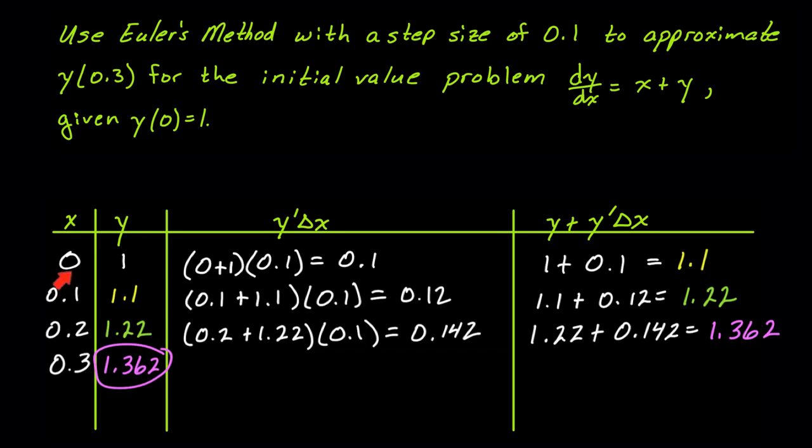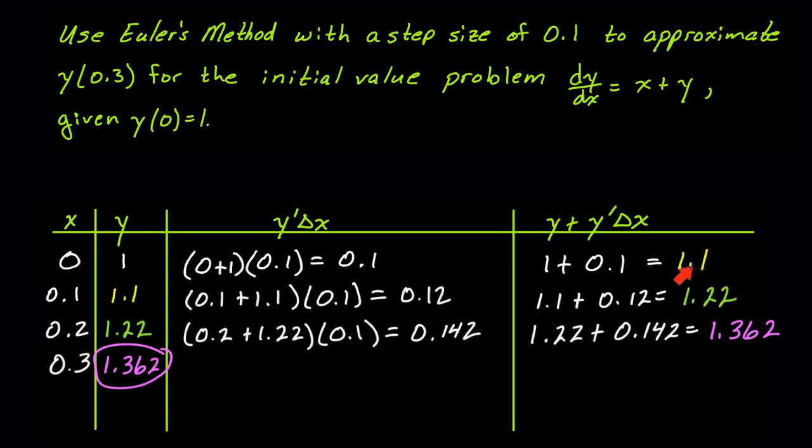We started with an initial condition of (0, 1). This is your y prime, which is the same thing as dy/dx. That's x plus y. And then our delta x is 0.1, which is our step size right here. All right, so then over here you have y, which was the 1, plus 0.1, which was our y prime times delta x, and that comes out to 1.1.